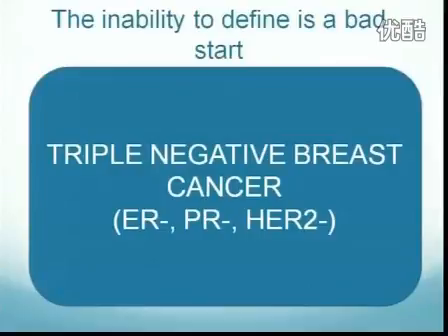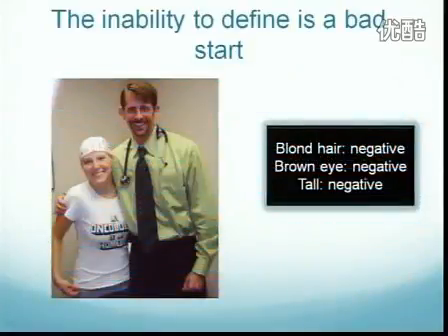One of the problems with triple-negative cancer is that our ability to define this cancer is a bad start. To best illustrate this, this is Brian, sitting right here, with one of his patients, Sarah, who is 24 years old. Every time Sarah came into the clinic, she wore a homemade T-shirt that says, "My oncologist is my homeboy."